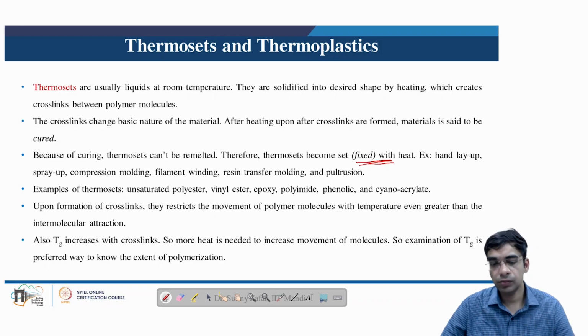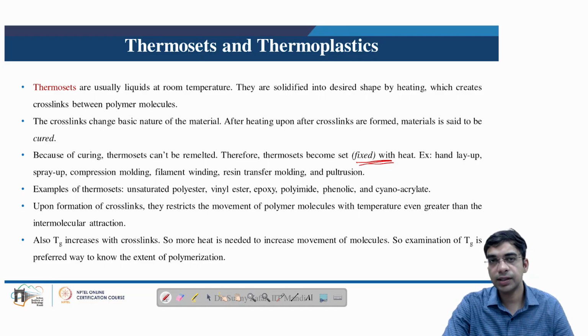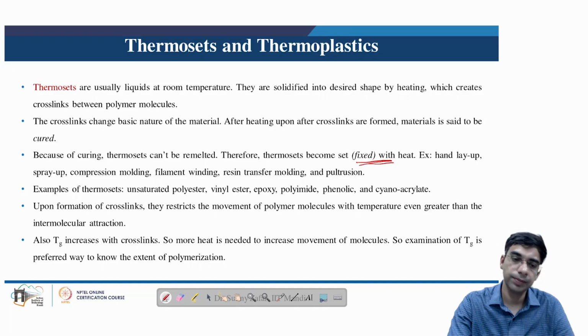Upon formation of crosslinks, what happens? The crosslink bonds restrict further movement of the polymer molecules with temperature, even more than the intermolecular attraction forces. In this regard, the Tg increases with crosslinking, because more heat is needed to increase the movement of molecules. The examination of Tg is often a preferred way to know the extent of the polymerization. So by estimating the value of the Tg, that is the glass transition temperature, we can estimate how much percentage of the polymer has cured and how much is uncured.